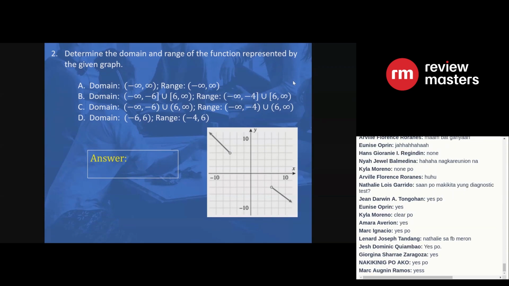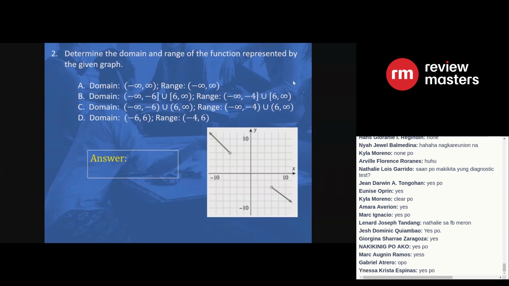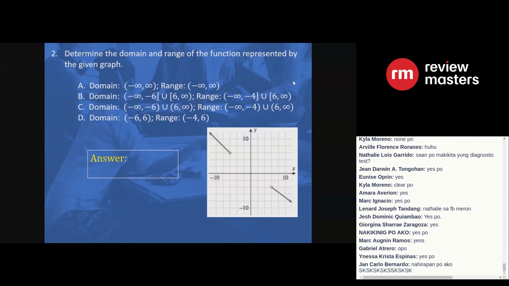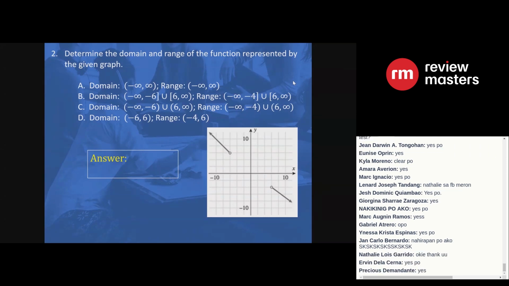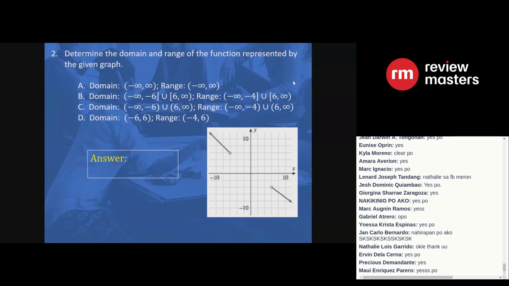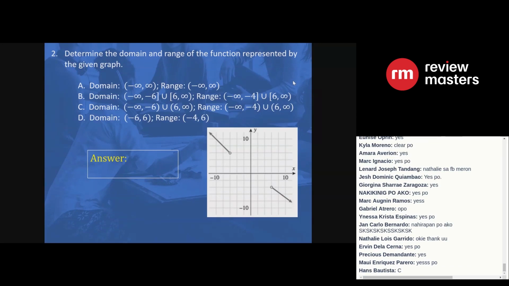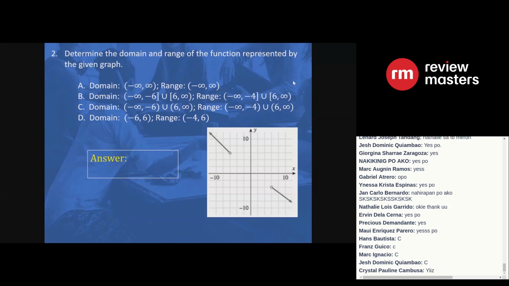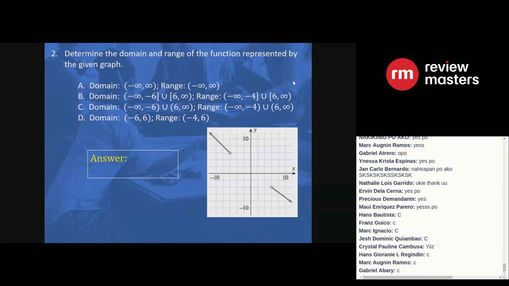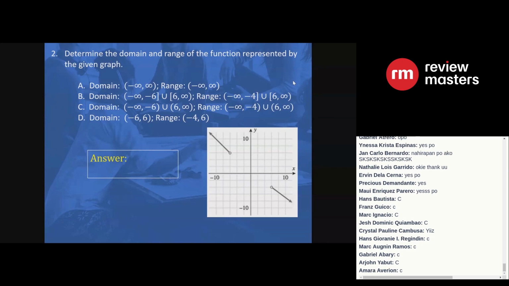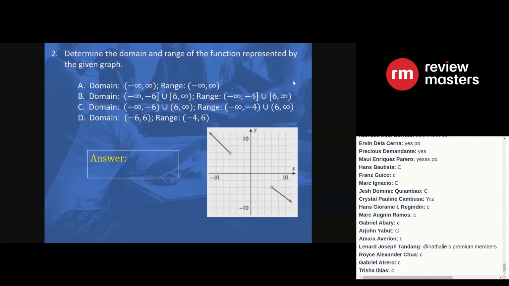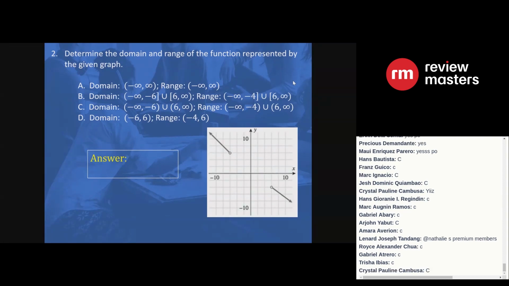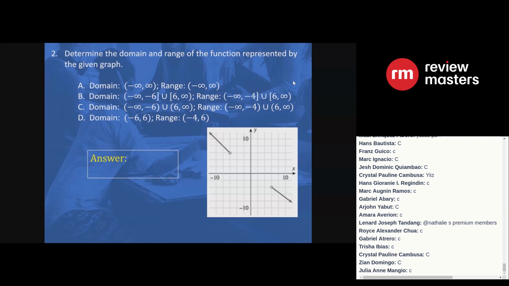Okay, question number 2, you are given a graph and you need to determine the domain and range of this function. So it's simple kung bibigyan tayo ng definition ng function kasi I think alam ninyo pa naman kung ano yung mga domain at range ng linear, quadratic, and the other functions. However, in this case, we're given a graph and we need to know the domain and range of this function. So let's recall our discussion from the first topic on functions. Kapag sinabi nating domain, we are concerned about the x or the y values.